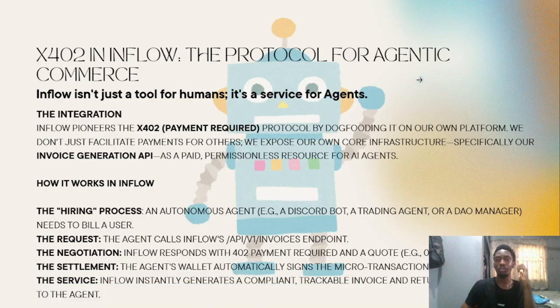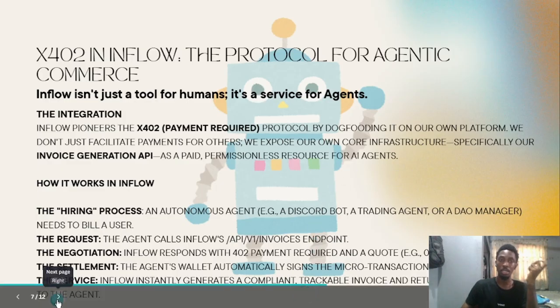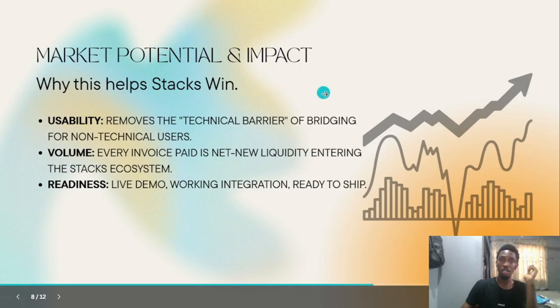Another interesting feature that we implemented is the x402 protocol for agentic commerce. Inflow isn't just a tool for humans; it's a tool for agents as well. We implemented this feature in such a way that agents and users can pay a micro fee to generate invoices to bill users. Let's say an agent wants to generate an invoice to bill a user for its service. It sends a request to our API, and for a micro fee in micro STX, our API accepts that transaction and allows that agent or user to create an invoice. That's a very interesting feature that we implemented into the project.